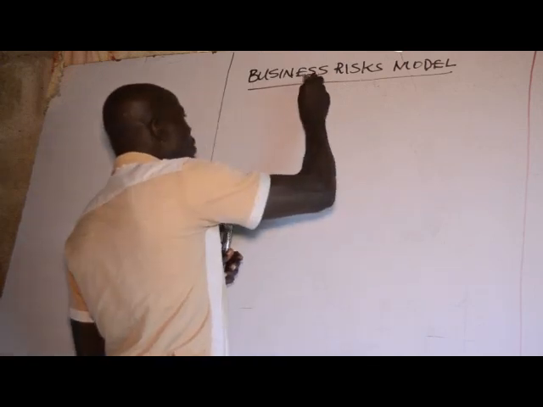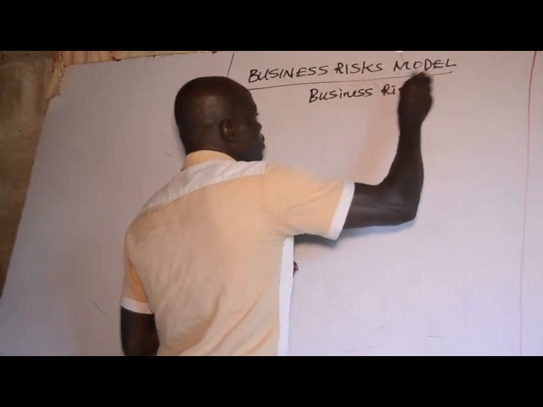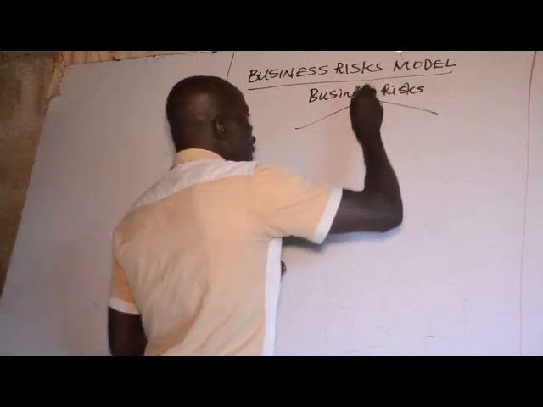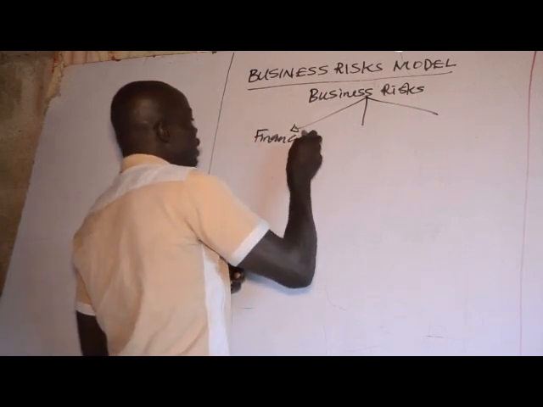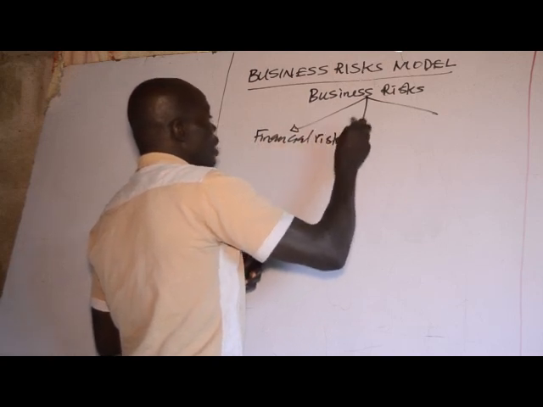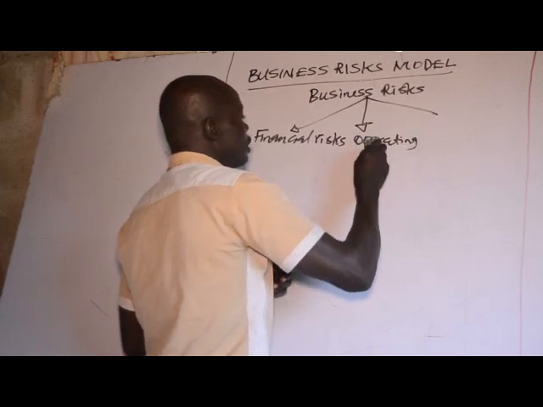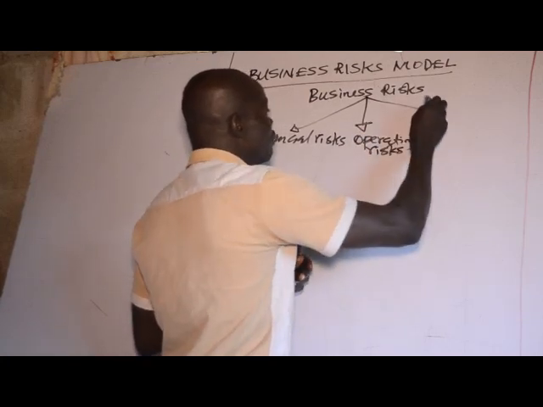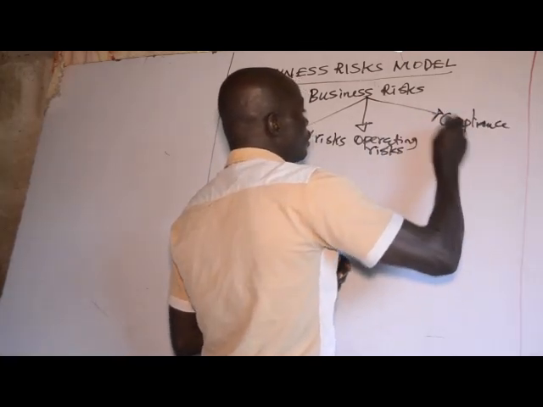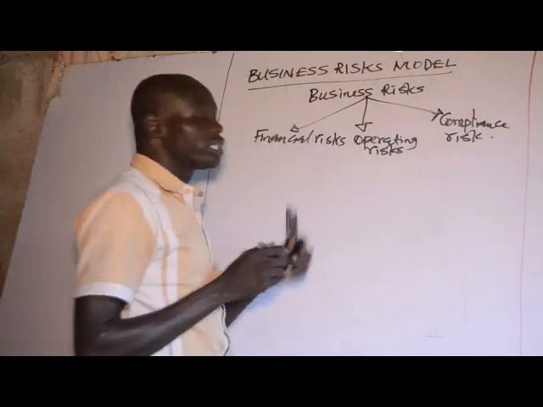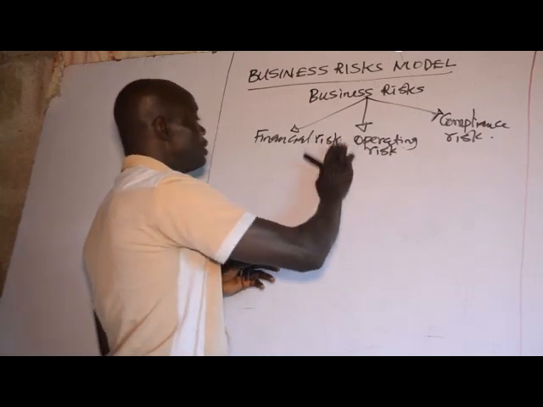Business risk will be categorized into three. Classification of business risk. Number one, we have financial risk. Number two, we have operating risk. Number three, we have compliance risk. Financial risk, operating risk, and compliance risk.